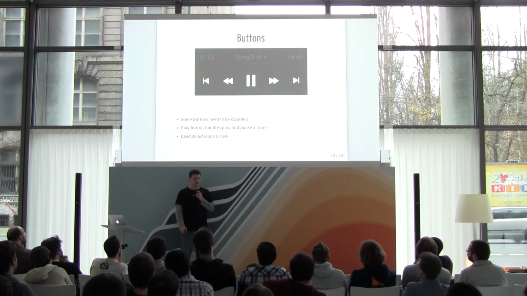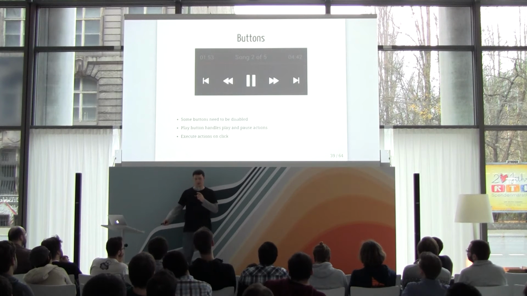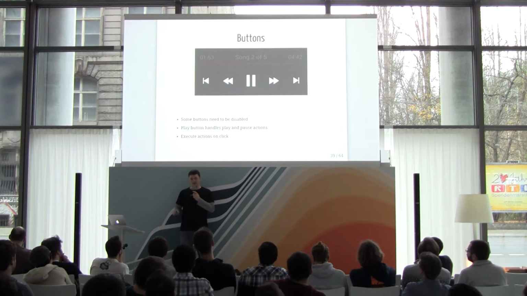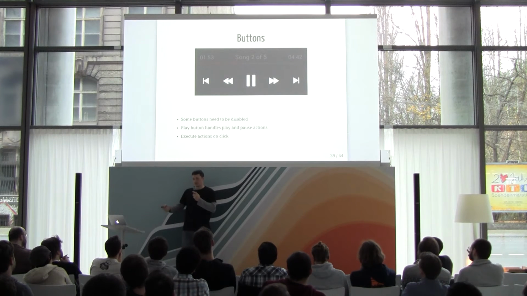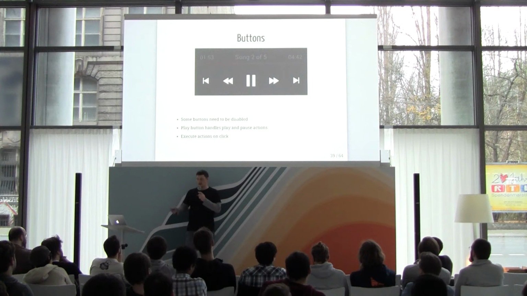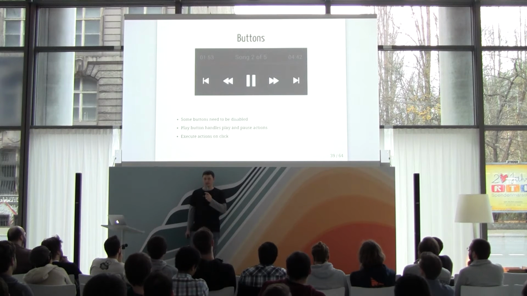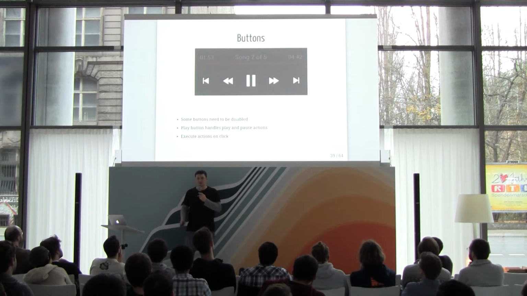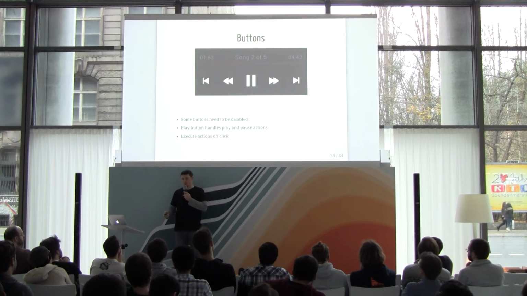Now we can move on to implementing buttons. There are three things that we need to implement. First is that some buttons need to be disabled. In this case, this is the previous song and next song button. If there is no previous song, then the button should be disabled. The same with the next one. If we are on the last song in an album, then the next song doesn't work. Then the play button also handles two states. It has a play and pause, and we need to change the icon depending on the current state. And of course, we need to execute some actions when the user clicks on the button.